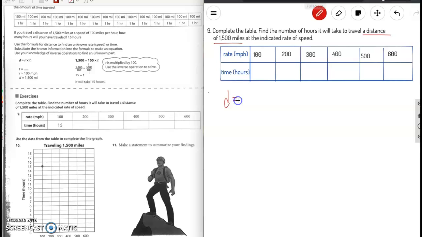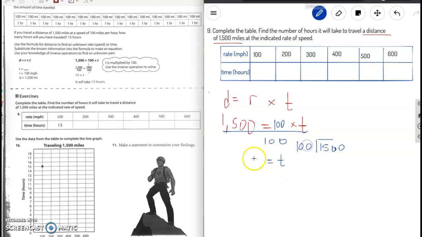So if this is our formula, the distance will be consistent. It will not change. What will change? The rate will change. So it will be R times T. So for this one, the rate is 100. So we're going to substitute R with 100 and solve for T, which is time. The inverse operation of times 100 is divided by 100. So we're going to do 1,500 divided by 100. So T equals 1,500 divided by 100 equals what? 15. 15 hours. So you're going to fill it in like that.